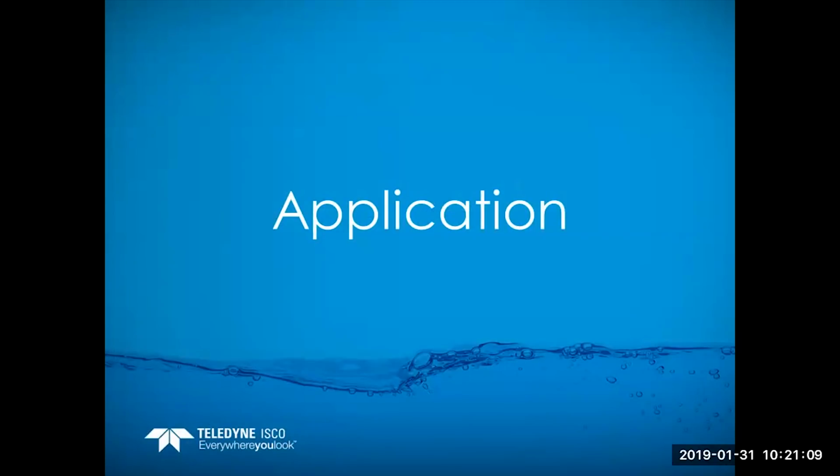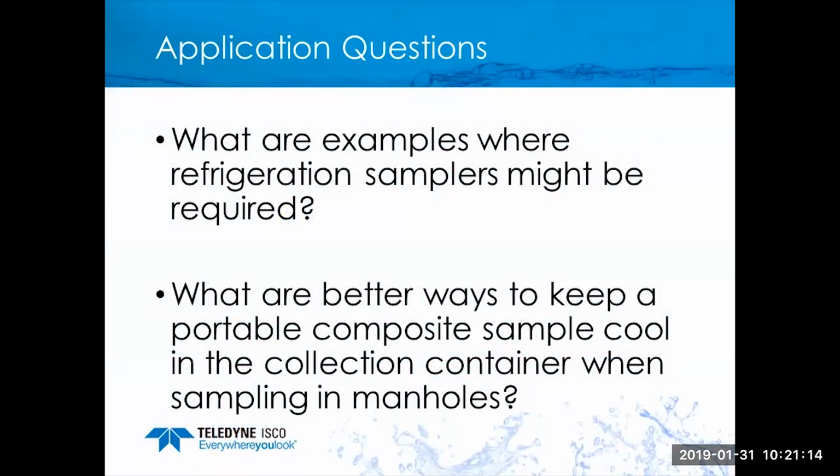The next series of questions pertain to application type questions. And the first question that comes in is, what are examples of where refrigerated samplers might be required? In the most basic terms, any application where there is a need to cease or dramatically reduce any degradation of the sample once collected would be an application where you would likely have a requirement for active refrigeration. This commonly would fall into one of two categories. It would either be biological or chemical degradation.